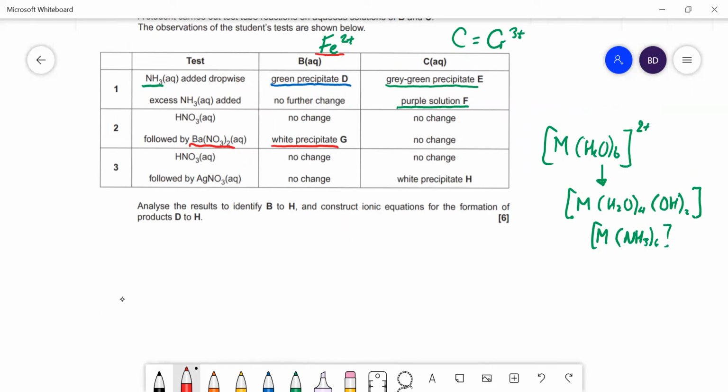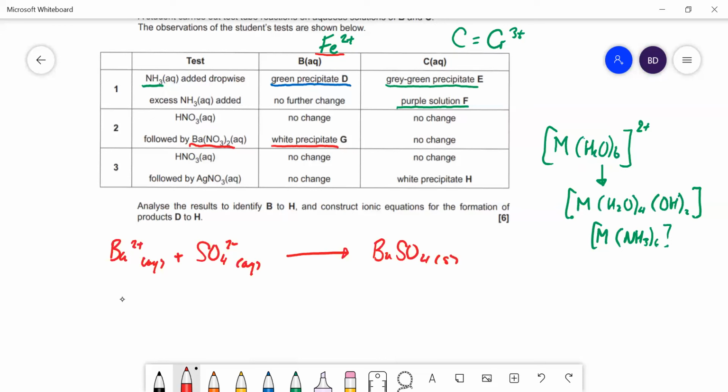Ionic equations for D to G, right? D, G, H, yeah, we have to do that as well. So we're going to get Ba2 plus in aqueous solution plus sulfate ions in aqueous solution goes to barium sulfate solid. That's your precipitate.